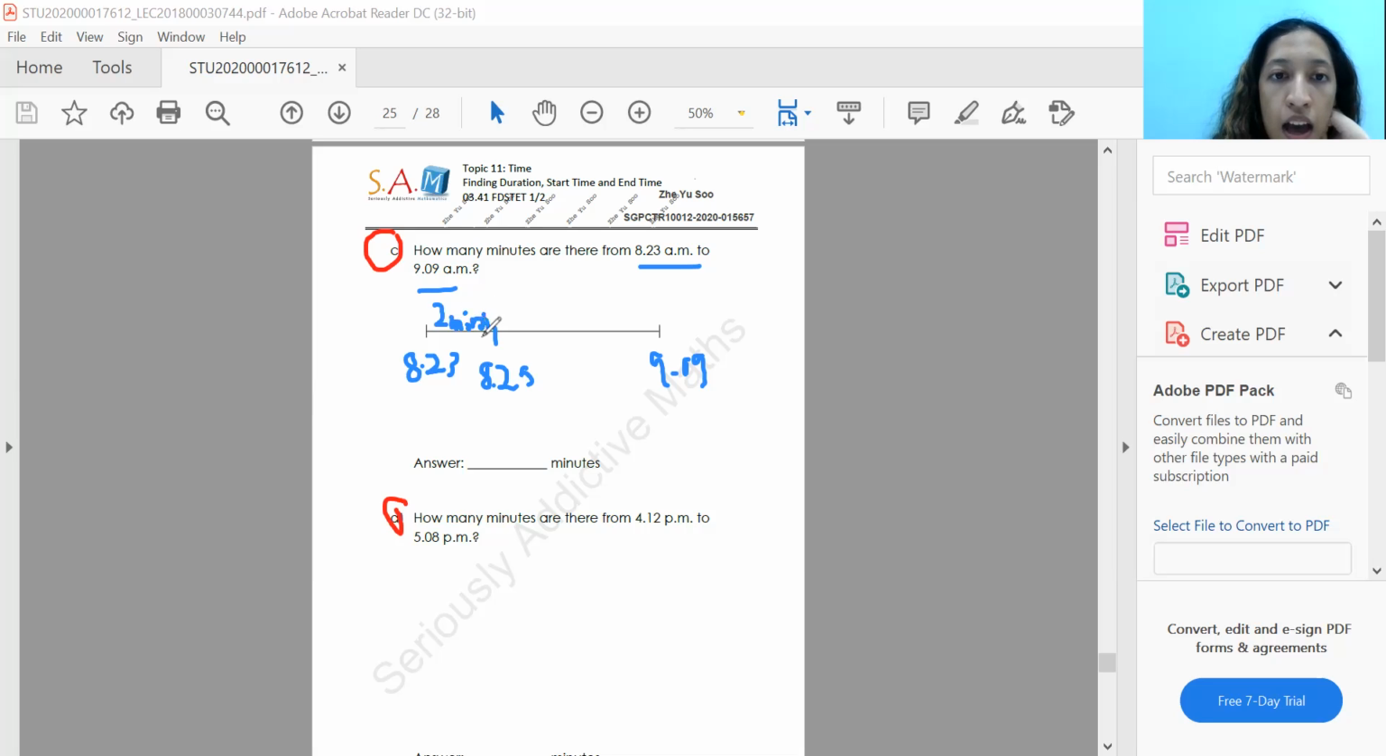And then 8:25, I would do to 9 a.m. So 8:25 to 9 a.m., how many minutes is that? So let us count 8:25, 8:30, 8:35, 8:40, 8:45, 8:50, 8:55, and 9, right? So here it shows 35 minutes. So 35 minutes.